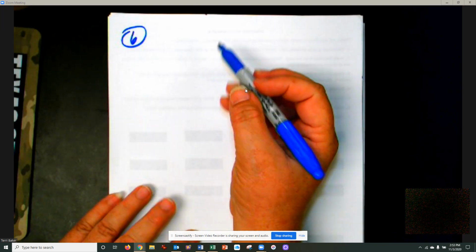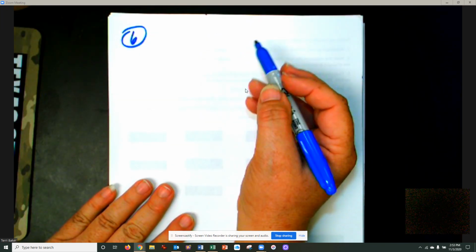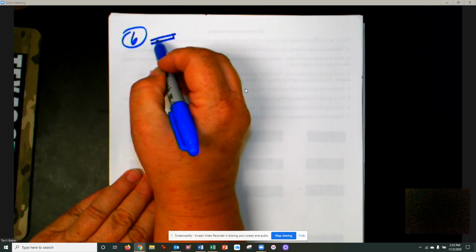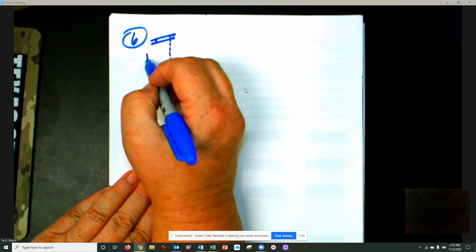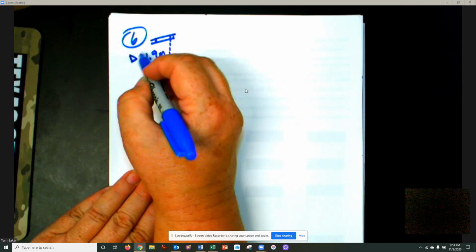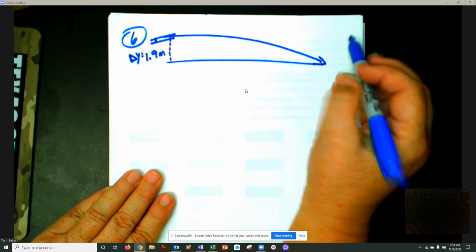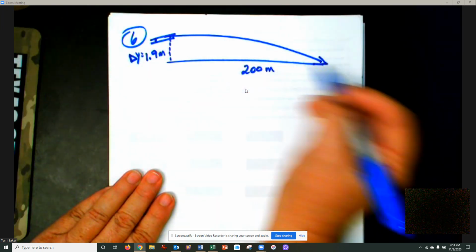Okay, number 6. A rifle is fired horizontally and the bullet travels 200 meters. The rifle barrel is 1.9 meters off the ground. What speed must the bullet have been traveling if you ignore friction? Okay, here's the rifle barrel. It's 1.9 meters above the ground. So the vertical is 1.9. The bullet travels 200 meters.